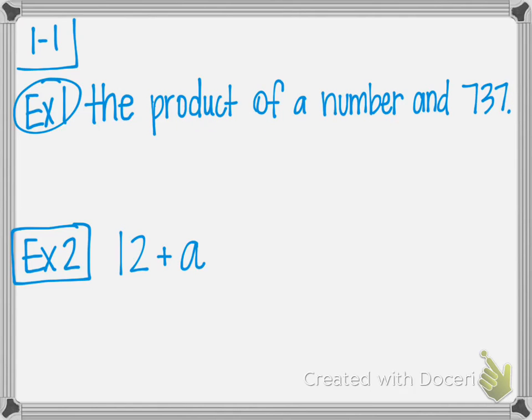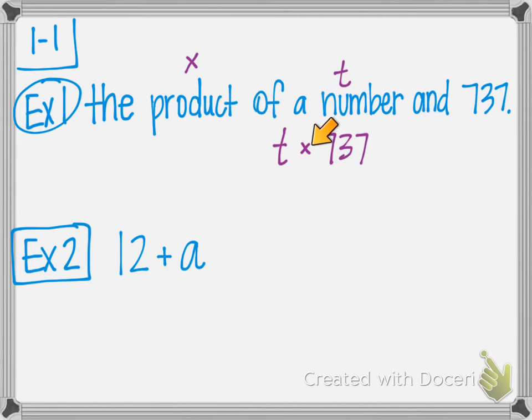So product tells you to multiply, so I'm going to write that above the word product, multiply. Of a number, of also tells you to multiply. Of a number, if they don't tell you the number, you're going to give it a variable, so you just pick a letter, and it doesn't matter which letter you choose. I'm going to use T. And 737. So I'm going to multiply T and 737. So you can write it this way, T times 737.